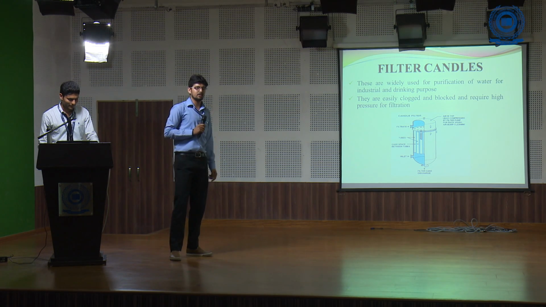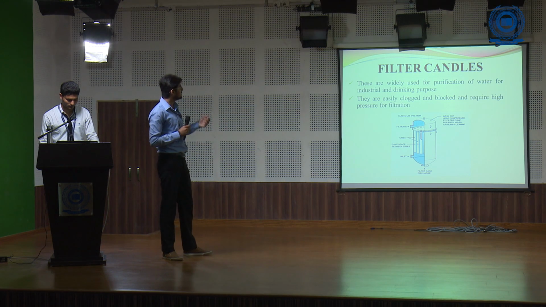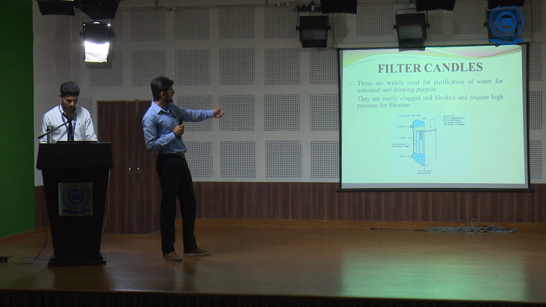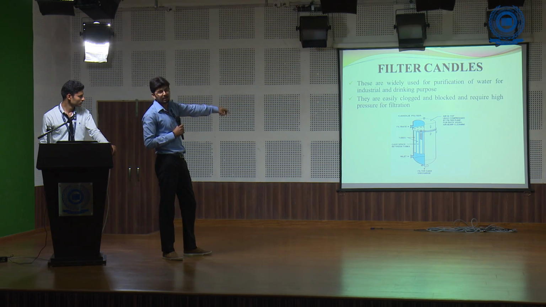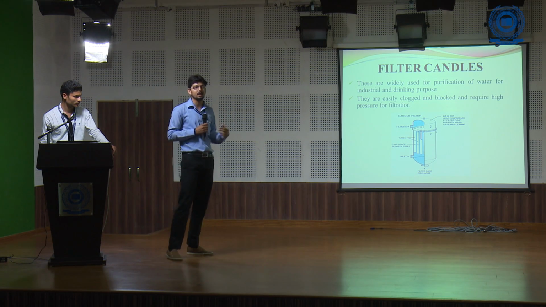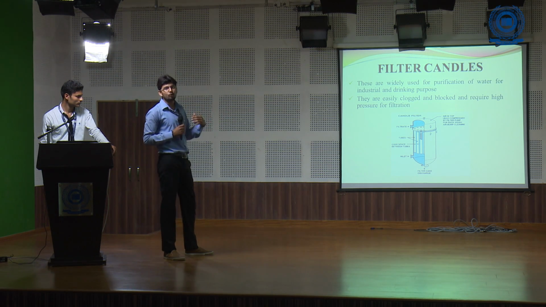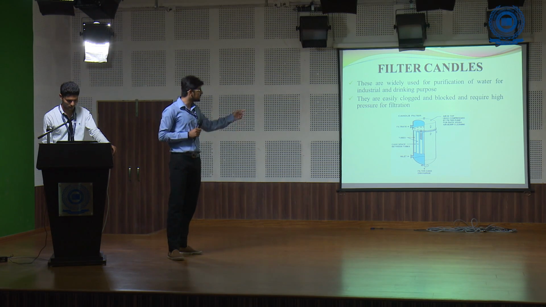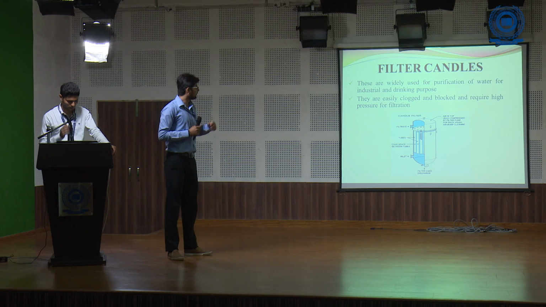Filtration by filter candles. We use this for the purification of water in our houses and in industries also. In this method we use a filter candle. This is a picture of an industrial filter candle, which has many tubes inside it. In our house filters we have only one tube inside, used for the filtration of soil and solid particles present in the water that we want to purify. And in this we use pressure for the filtration.